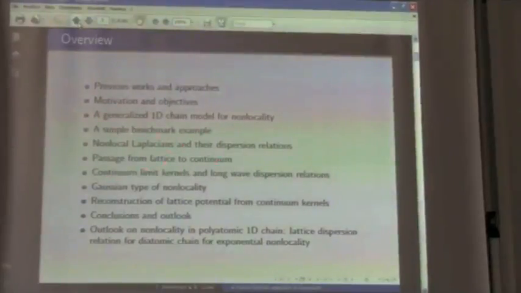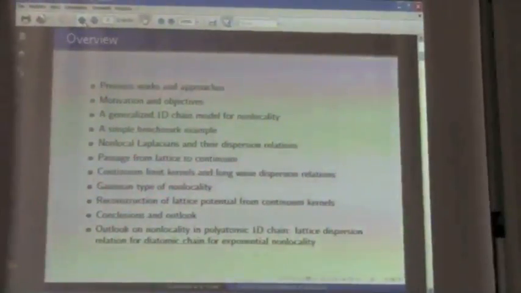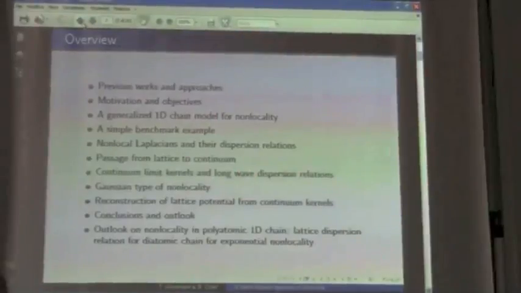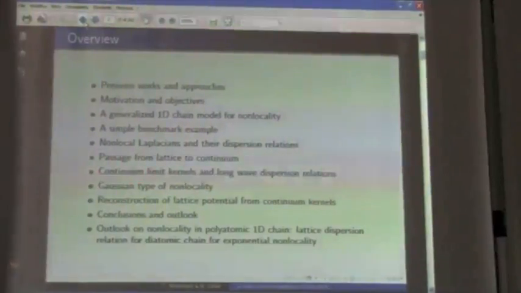Then we will discuss how, from here, we are still in the discrete lattice approach in the periodic setting, and here we discuss the passage to a continuum model. From this, we will see how from this discrete Laplacian we will obtain continuum limit kernels, which also contain the long wave eigenvalues, the long wave dispersion relations, and also the elastic kernel is contained in this Laplacian continuum limit kernels.